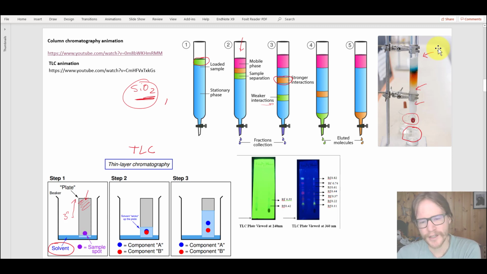Especially if you have a reaction that's running, and you've got your round bottom and this thing's cooking, and you want to get a sense for how far the reaction has progressed.